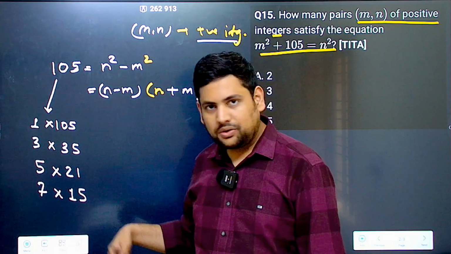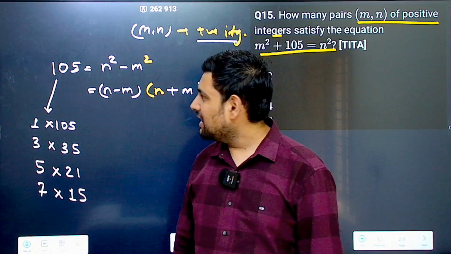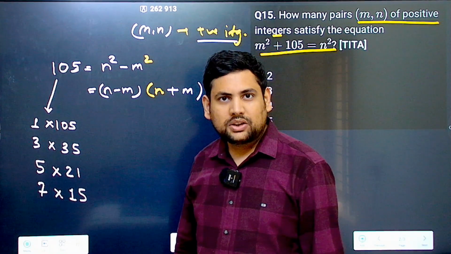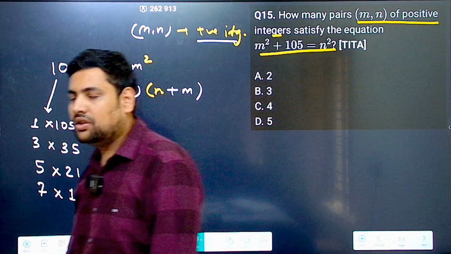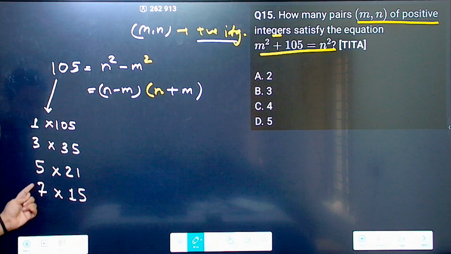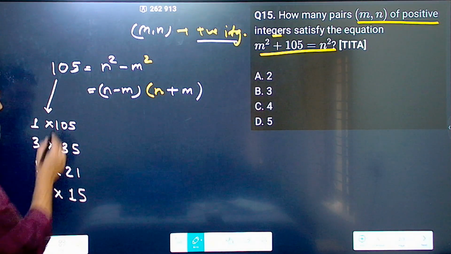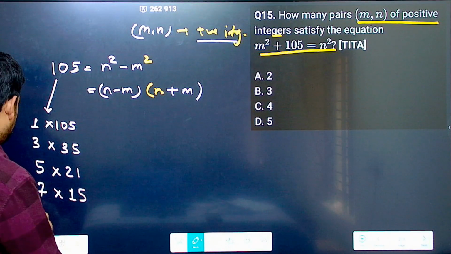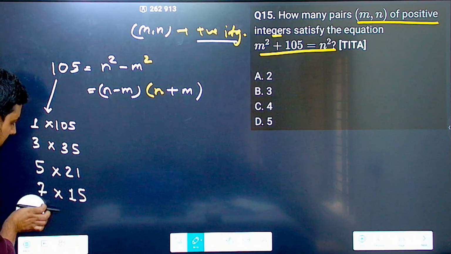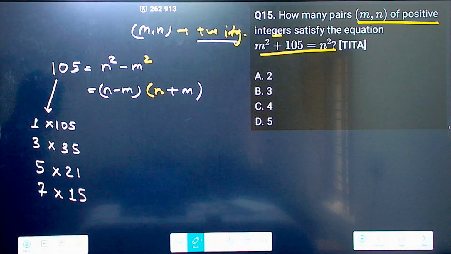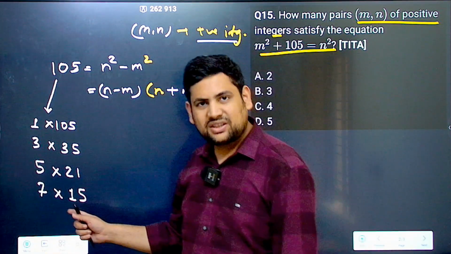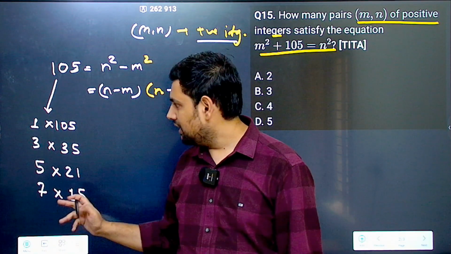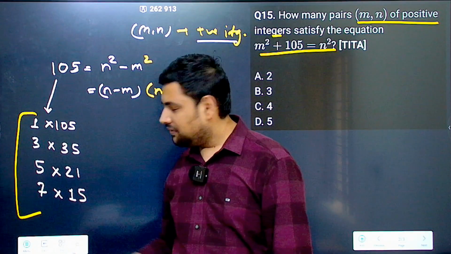Now if you want to try, what are the next numbers? Example 9 won't go, 12 won't go, 15. Will it go by 15? 15 into 7. Okay, that is already taken care of. 7 into 15 is already there. So that means once after this it will start repeating. It will be like 25, 21 into 5 and all that. Now these are the 4 pairs that you got.